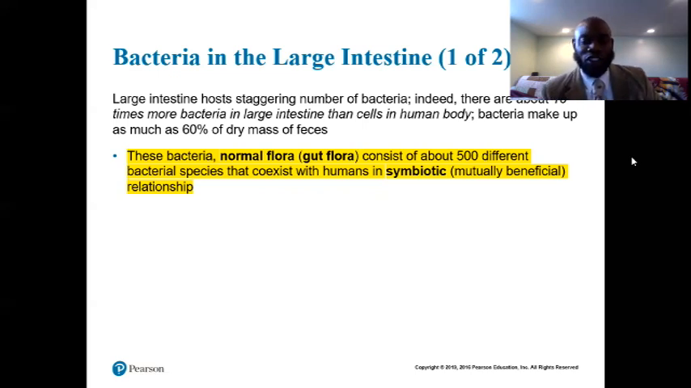I remember when I first learned about this a long time ago, I was like, "Wow, that's interesting." So we have bacteria that live in our bodies that are supposed to be there. There are about 10 times more bacteria in large intestines than cells in human body. Bacteria make up as much as 60% of dry mass of feces. This is one of the reasons, there's multiple reasons, that feces can be so dangerous, is because you don't want these bacteria just anywhere.